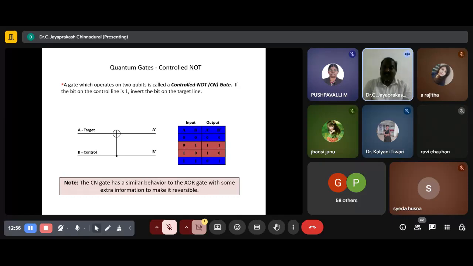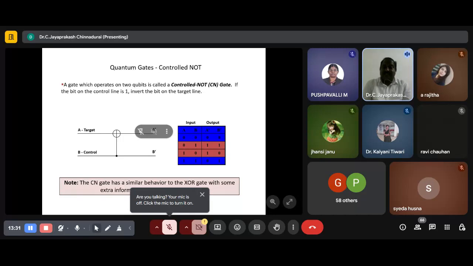Then if you go for the last one, A input is 1 and B input is 1. We already discussed that if the bit on the control line is 1, it inverts the bit on the target line. So now B value is 1, so it inverts the input of A. The input of A is 1, so it will be inverted and we get the output as 0. That's why in the last line, A dash is 0 and B dash is 1. So this is the way of getting the output in this quantum gate, controlled NOT.